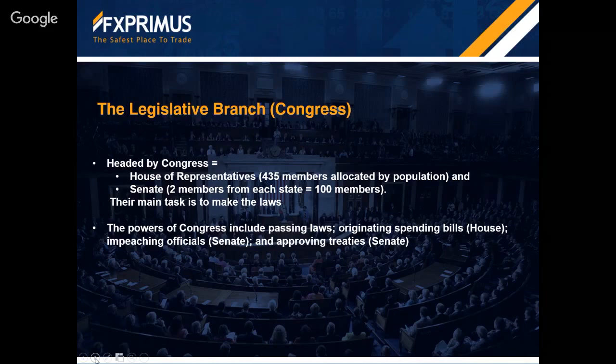Now, the legislative branch makes the laws. So they pass the laws. This House originates spending bills, but then they have to be passed by the Senate. They can impeach officials. You may remember they impeached Bill Clinton a few years ago. These have to be approved by the Senate.